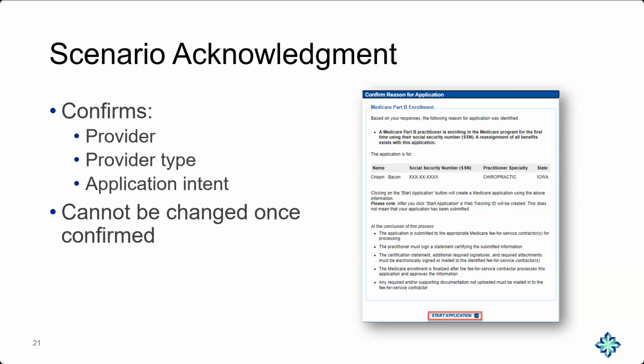At this point, you could still go back and make changes if any of that is incorrect. However, at the bottom of that slide or screenshot, you'll see that start application. Once you hit that start application button, this information is committed, the application is built. You cannot change that. You would need to delete the application and start over. So you do need to make sure that you're confirming who the provider is, the provider type, and the application intent, and you're confident in that choice before you move on to the start application piece.